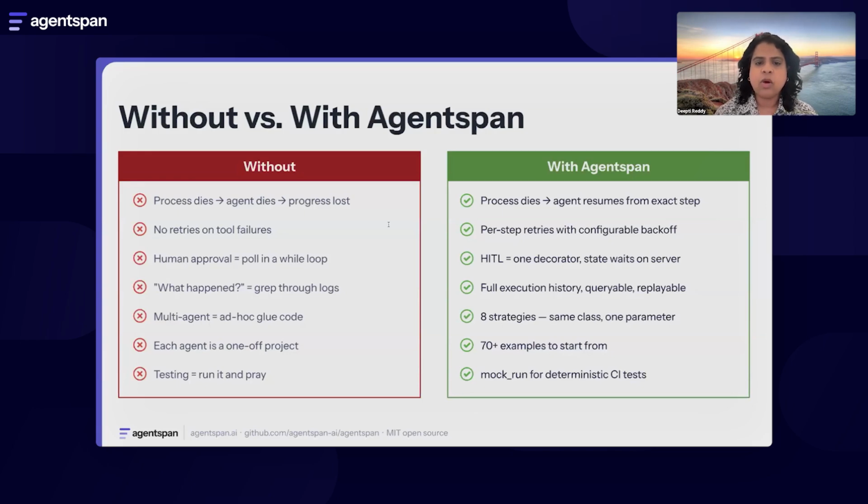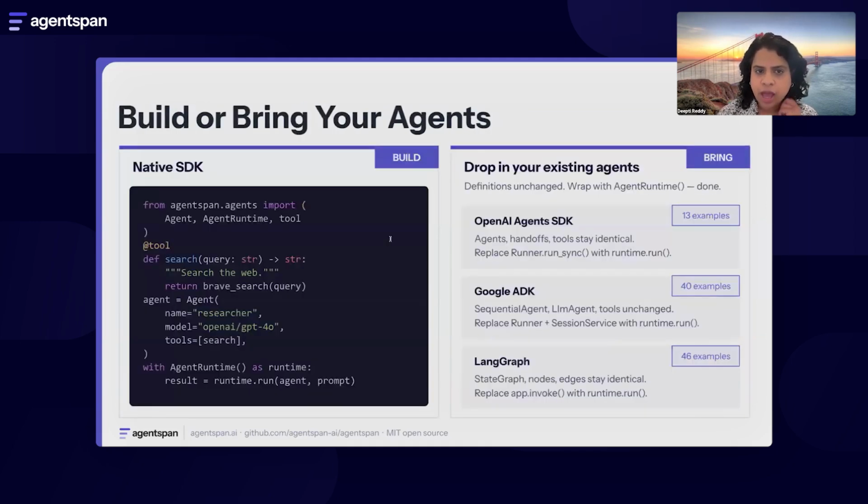The left column is the honest state of the ecosystem right now. Every team building agents is living there. The right column is what we are offering. So how do you get started? You have 2 ways in.